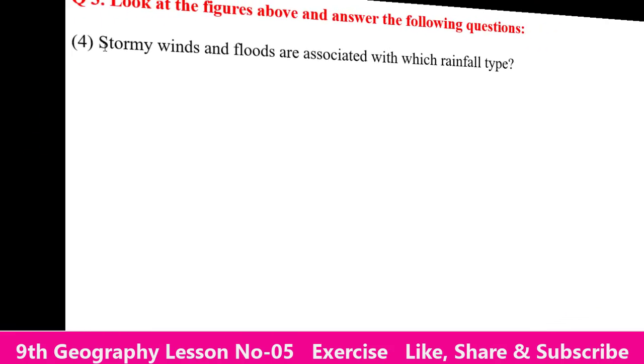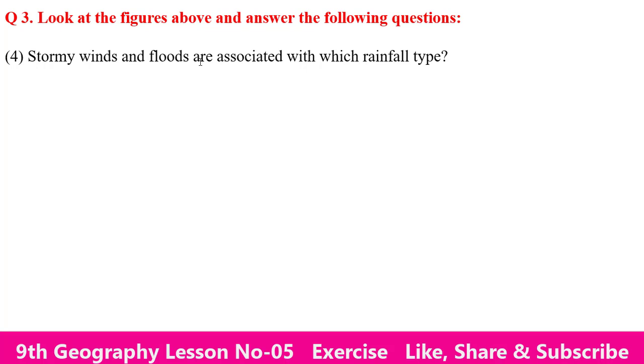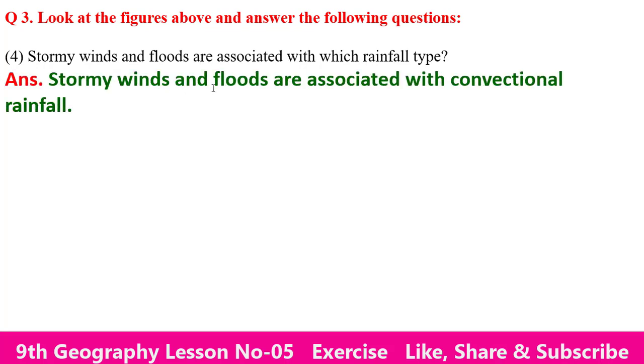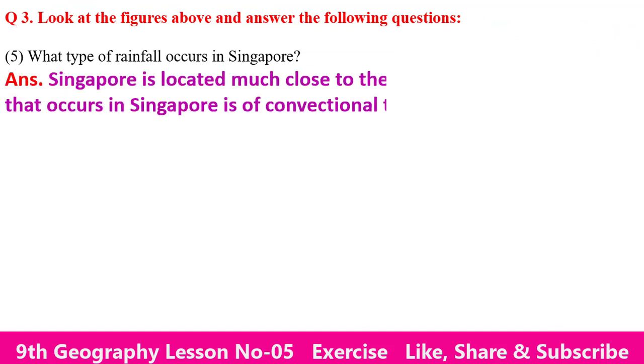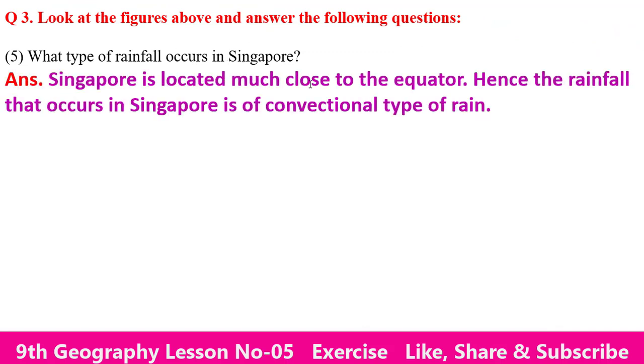Now next. Fourth, stormy winds and floods are associated with which rainfall type? The answer is stormy winds and floods are associated with convectional rainfall. Now next. Fifth, what type of rainfall occurs in Singapore? The answer is Singapore is located much closer to the equator. Hence, the rainfall that occurs in Singapore is of convectional type.